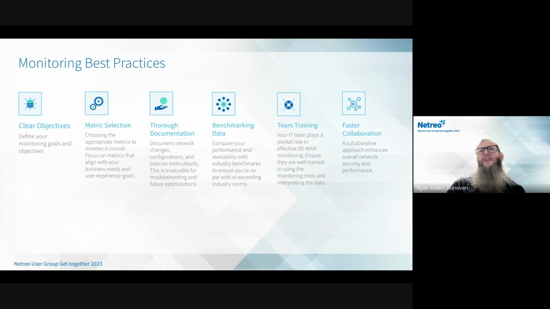Create reports that can translate technical data into actionable insights for your organization's leadership. In summary, these best practices form the foundation of an effective SD-WAN monitoring strategy. By setting up clear objectives, selecting the right metrics, training your team, and staying vigilant with updates and reviews, you can ensure that your SD-WAN network operates at its best.